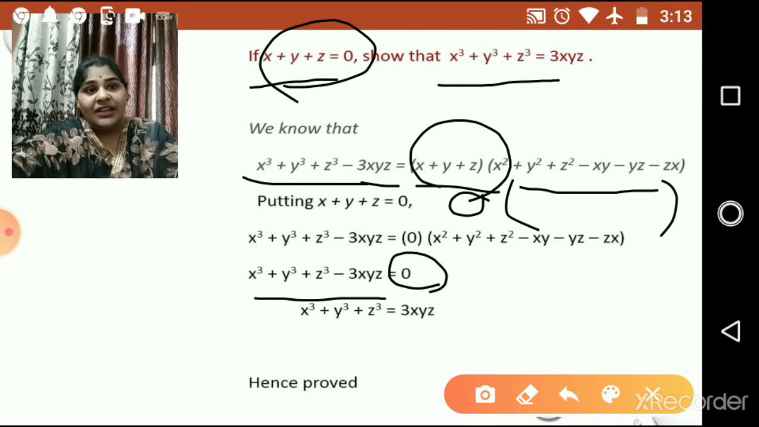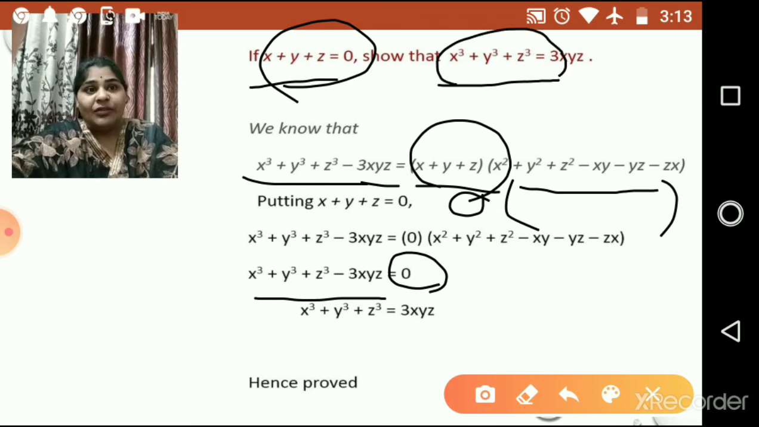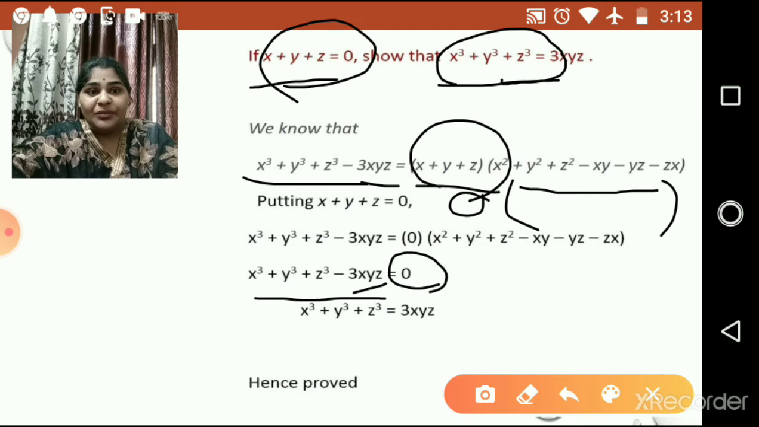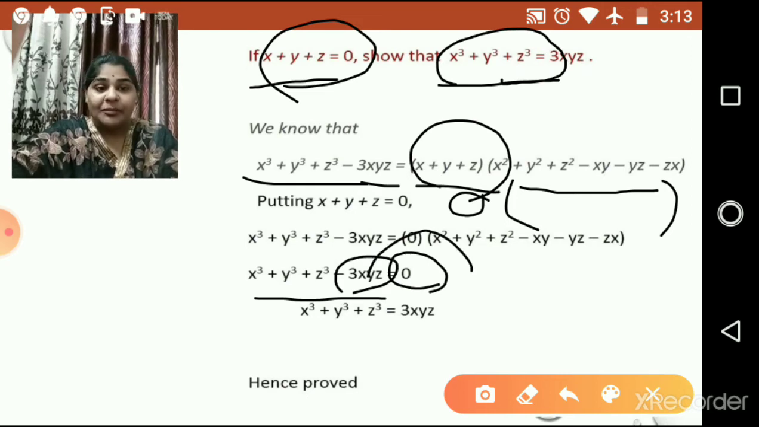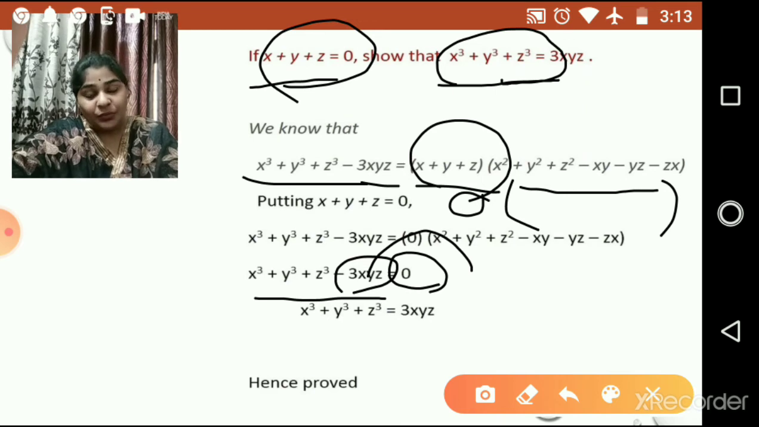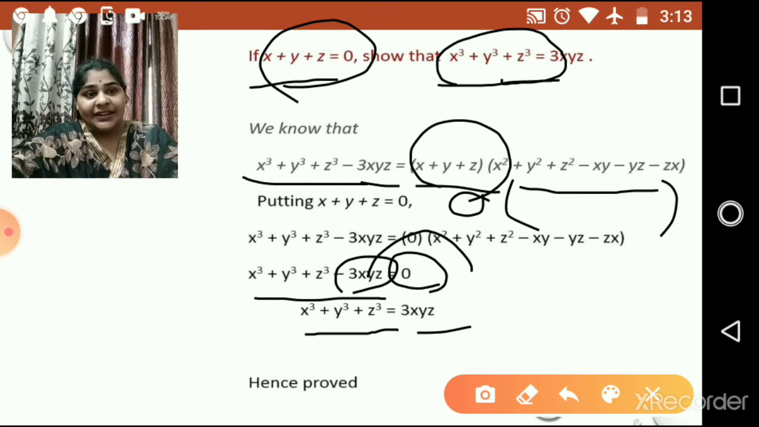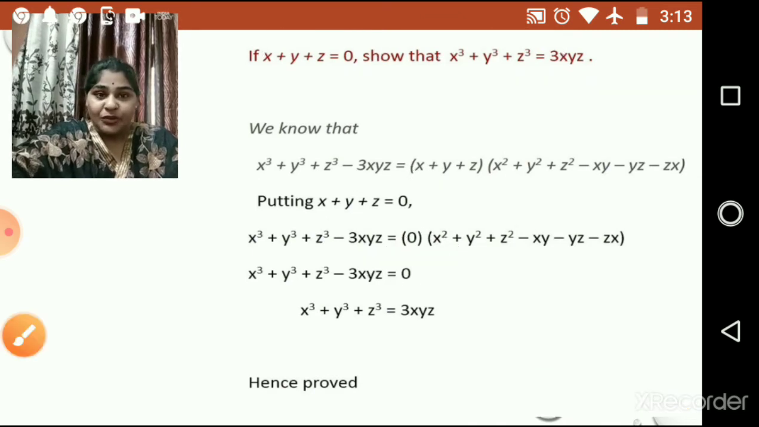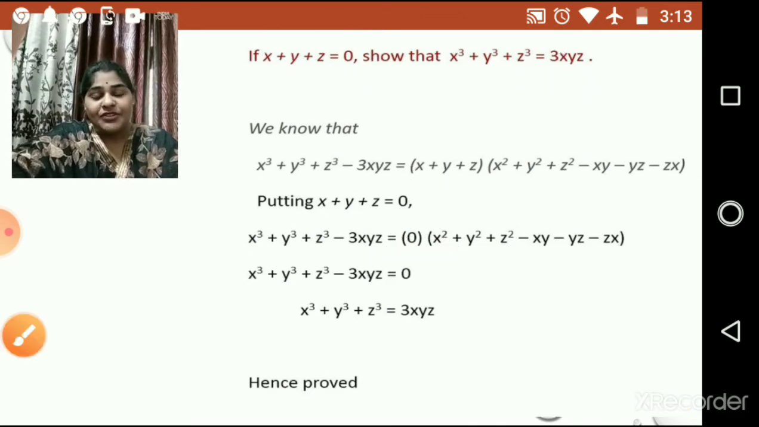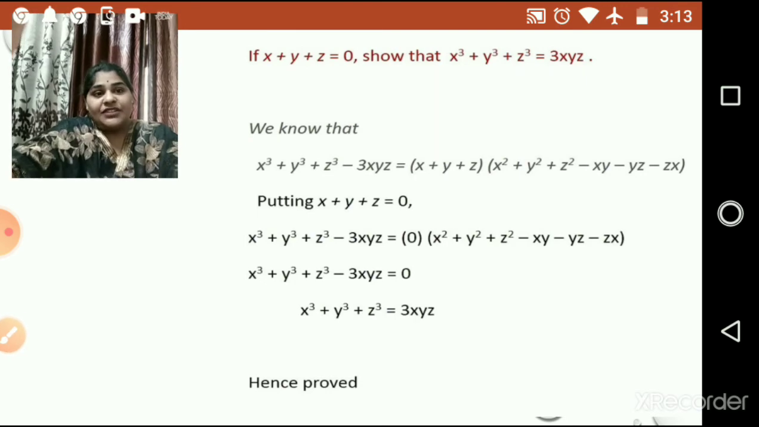It has been asked that it is x cube plus y cube plus z cube only. So this remaining minus 3xyz, I'll transpose it to the other side. It will become plus 3xyz. So hence this is proved. We got automatically x cube plus y cube plus z cube is equal to 3xyz. It is very easy, children. You have to just substitute the value of x plus y plus z.